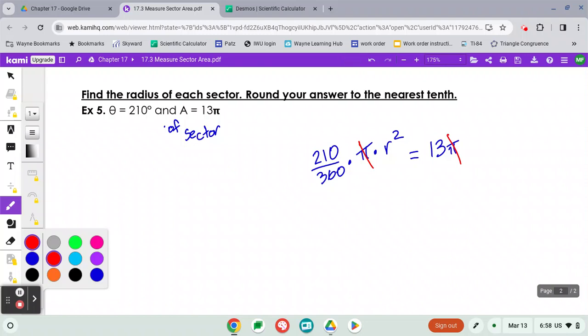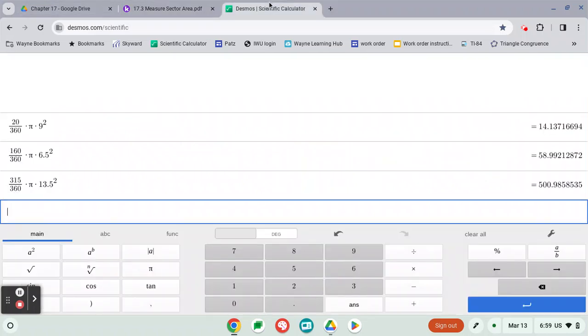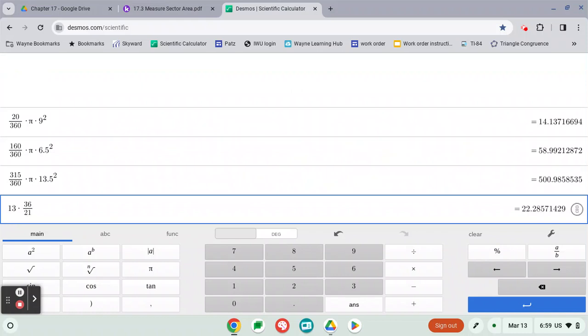We need to get r squared by itself so we can take the square root. Right away, if you notice 210 over 360, you could cancel those out. If you didn't see that, it's not a big deal. But then we multiply by 36 over 21. If I do that, I need to do it to the other side. By multiplying by the reciprocal, it causes everything to cancel out. So we're going to have 13 times 36 over 21. And as you can see, we get this decimal. Now, we need to take the square root of that.